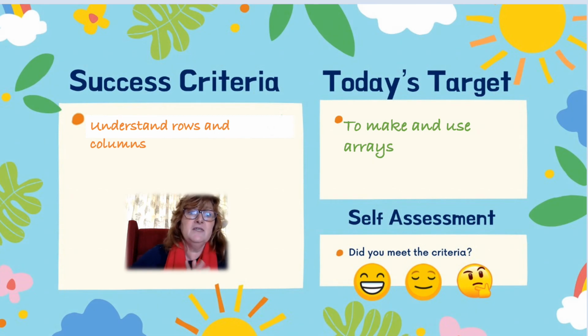Your success criteria was to understand rows and columns. Do you think you did? Did you make and use arrays? Did you draw your own arrays and then count how many rows and how many columns? If you did, you can draw yourself a big smiley face on your work.